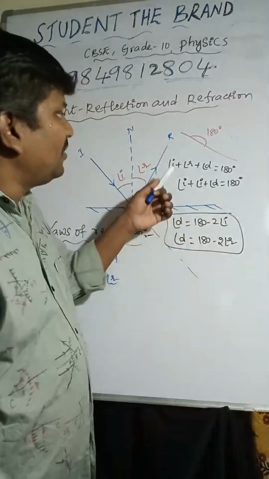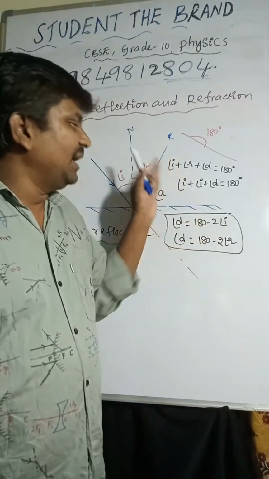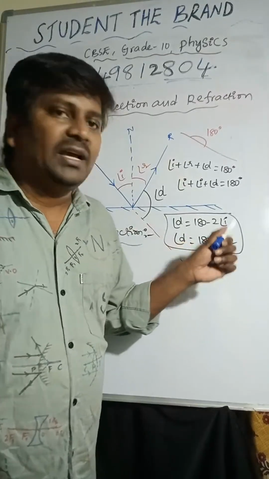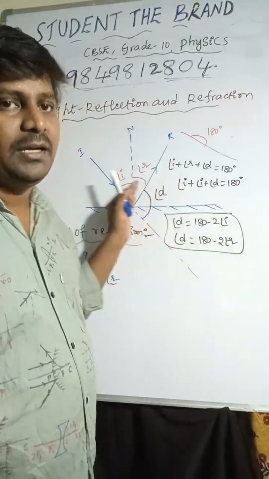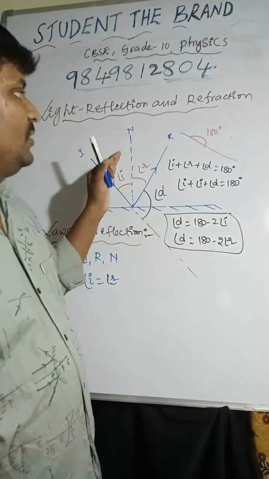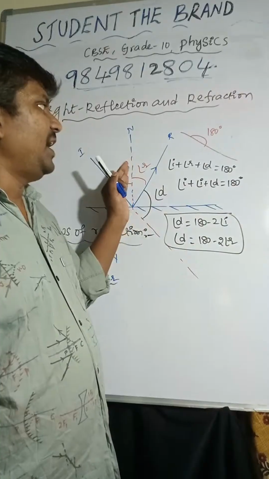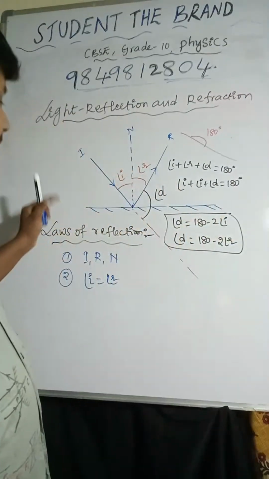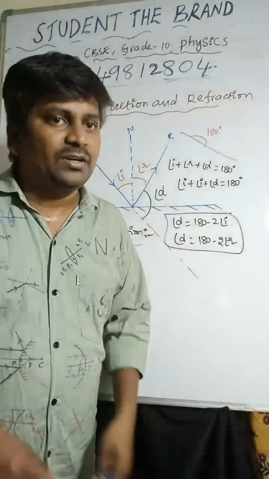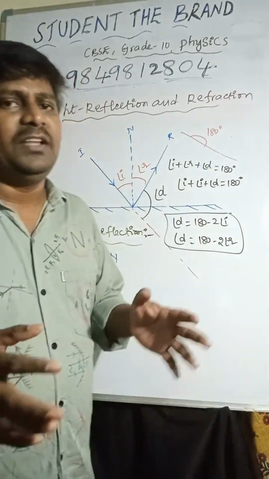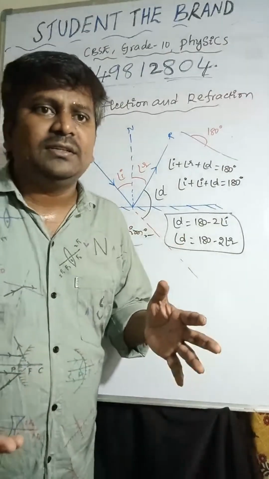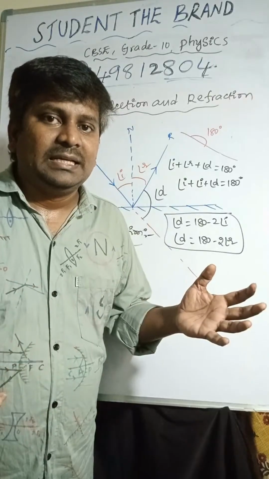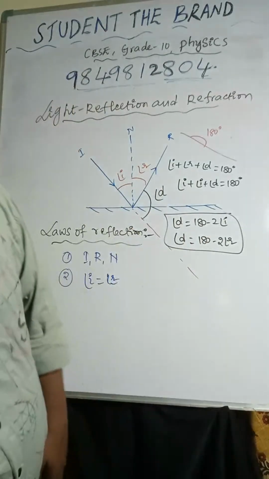Instead of angle of incidence, if you substitute angle of reflection, the angle of deviation equals 180 minus 2 angle of reflection. I hope it is very clear to you all, right? So this is about reflection of light, the deviation angle formula, and one more thing, the law of reflection. Okay, done.